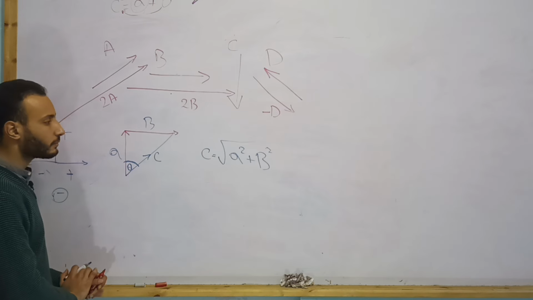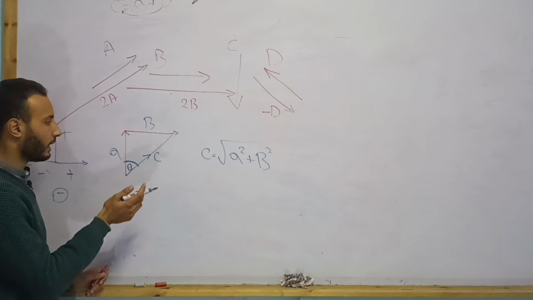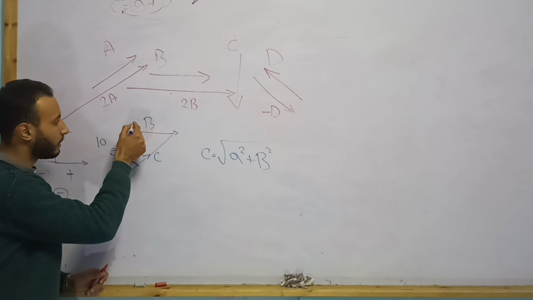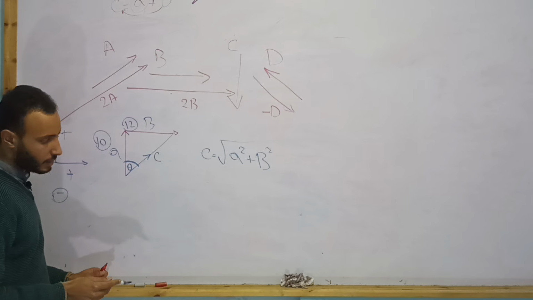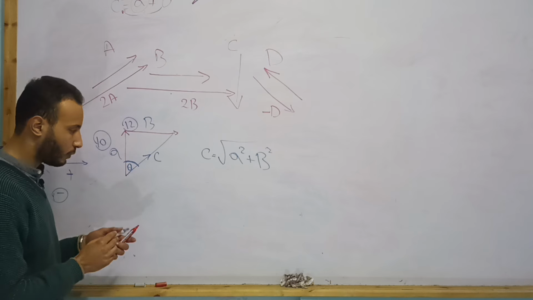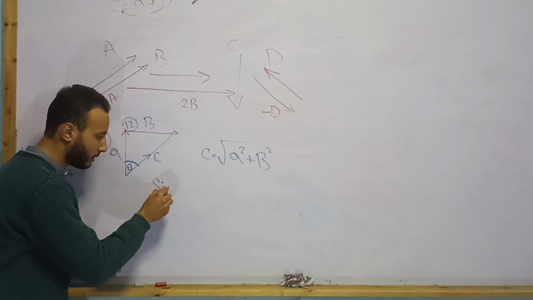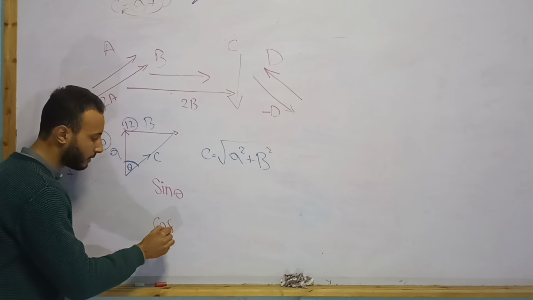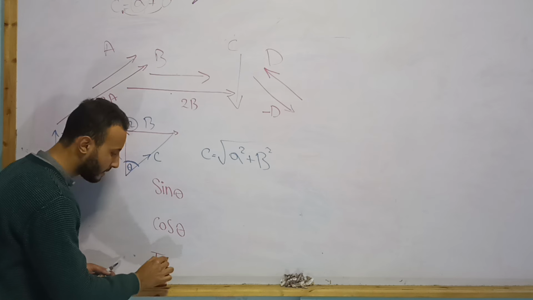Then how can we get this angle? If I have this one was 10, and this one, for example, was 12, okay? Here we have to know something called trigonometric functions, which is number 1, sine theta, number 2, cosine theta, and number 3, tan theta.